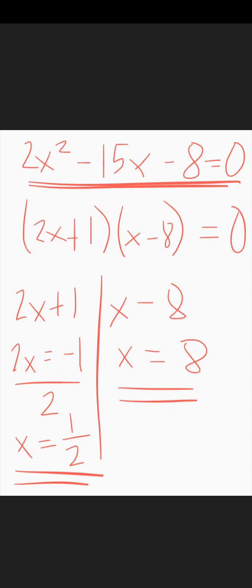So as I told you, when we are transposing, the sign of the coefficient becomes the opposite of its original sign. So the positive 1 becomes negative 1. And then the next thing we have to do is divide both sides by 2, because we want to cancel out the coefficient of the variable, 2x. So that will leave us x is equal to negative 1/2.